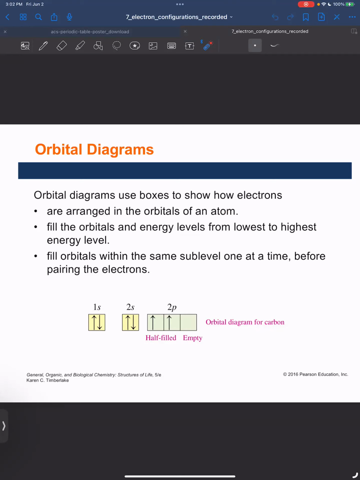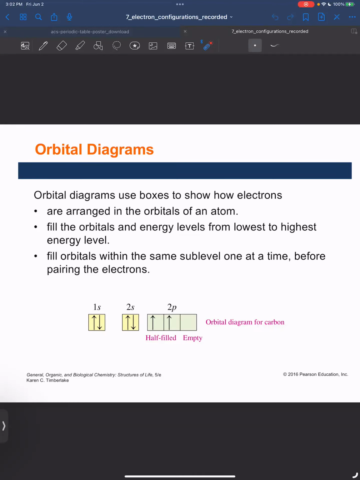So you will fill the orbitals and energy levels always from lowest to highest energy level. And then you will fill the orbitals within the same sublevel one at a time. So half fill them first before you start to partner them up. And you'll see me show this over and over again with different examples.